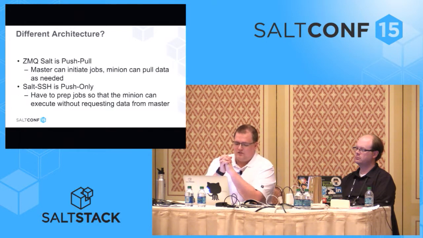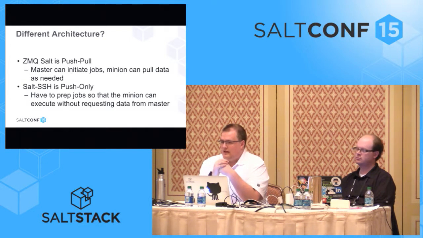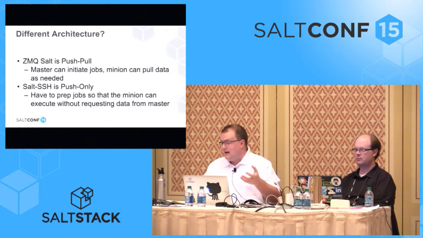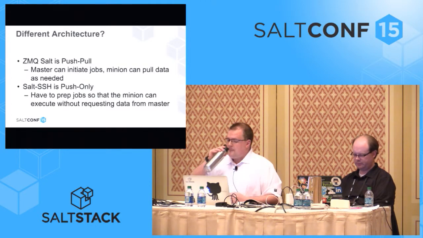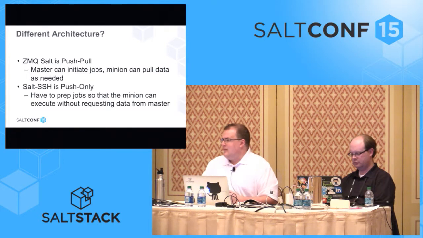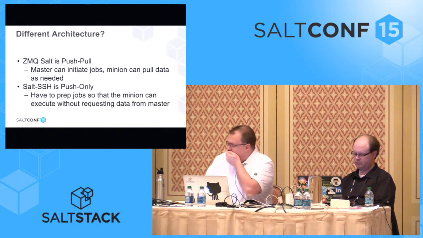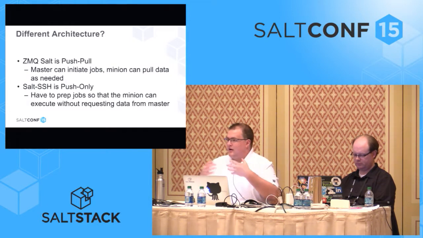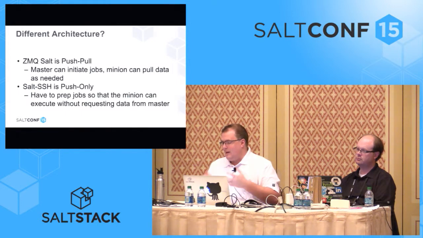Talk a little bit about the architecture. So 0MQ-based Salt is a push-pull. The Minion is connected constantly to the master, which means the Minion can at any time request files from the master, et cetera, run commands on its own. Salt SSH, however, the Minion is not ever aware of the master unless there's a command actually being executed, which means that certain jobs where we rely on interaction between the master and Minion, we need to do prep work beforehand so that interaction doesn't have to happen.